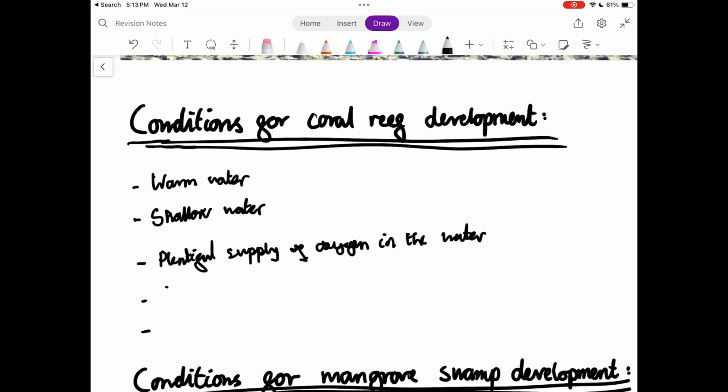and also a plentiful supply of plankton, which helps build the coral reefs. And also the water needs to have gentle waves, so gentle water, so that it can grow.